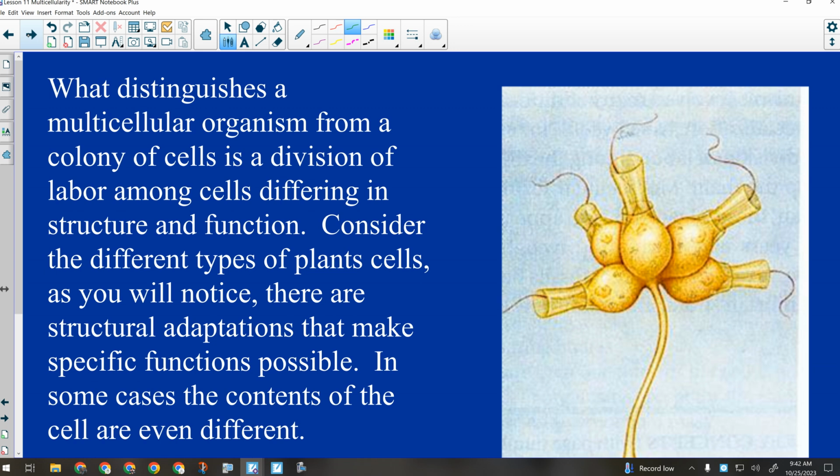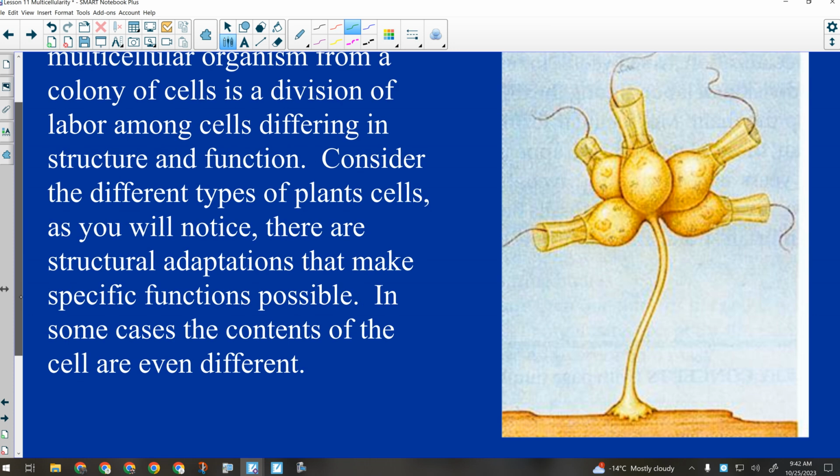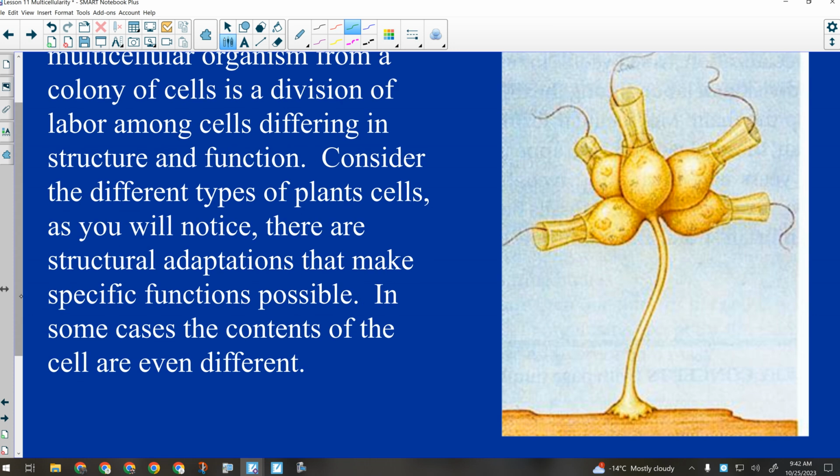All the cells are identical. There's no specialization there. They all feed, they all produce waste, they do all of that stuff. But no one of them is better at a single job than the others. They're all identical. That's a colony, not a multicellular organism. Okay. So that's the big stepping stone or dividing line between a colony of cells and a multicellular organism. Specialization is that key characteristic.